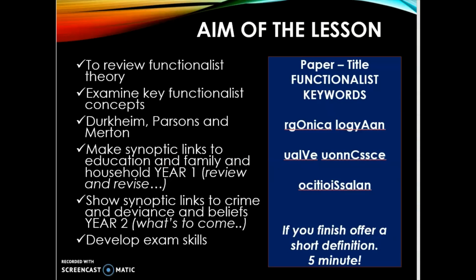So let's start off with activity one. Let's get your brain working, let's get warmed up. I want you to just complete the word scramble. Now these are three terms that you should know about functionalist theory already that you've come across during year one. I want you to solve the word scramble and write a short definition. So pause it and then join back in when you are done.